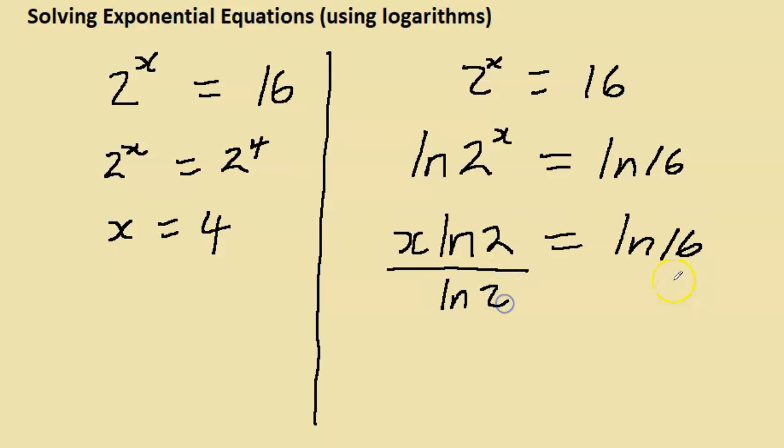And then to solve, we're solving for x, so we can divide both sides by ln 2. Remember, ln is log with base e, right? So divide both sides by ln 2. And ln 2 into itself is 1, so that's 1x. And then we can use the calculator. ln 16 divided by ln 2 is equal to 4.